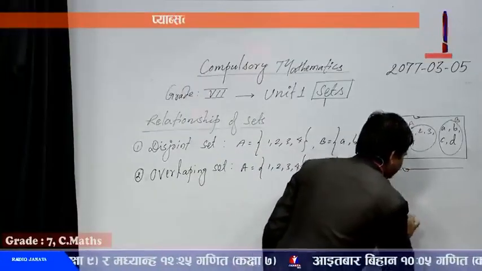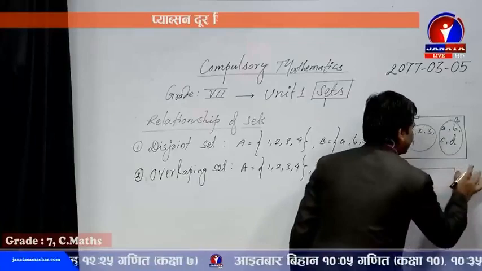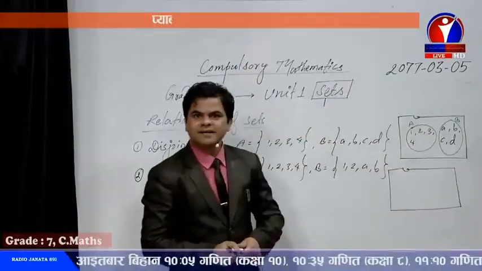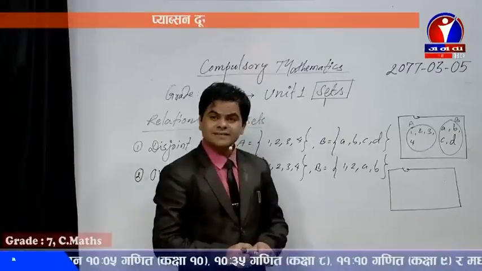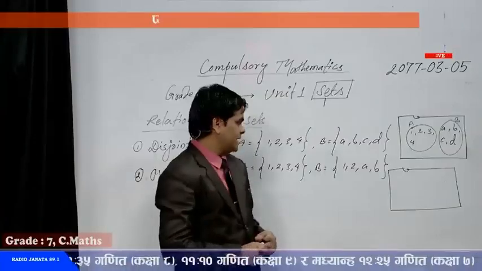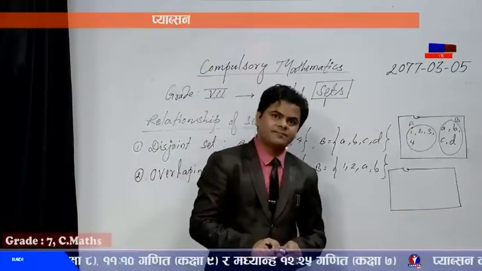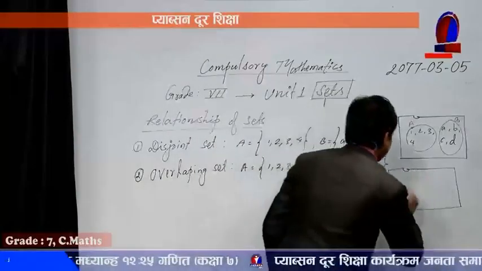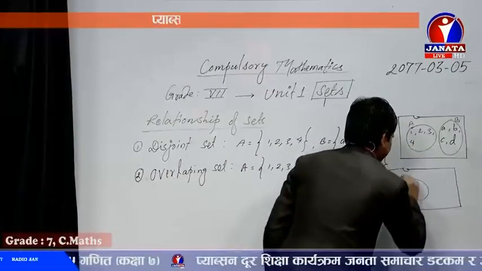Dear friends, it's a rectangle, and attaching to the rectangle we need to keep here a U sign. U represents the universal set, the superset. The universal set is the biggest set among all, and all other sets become subsets of that universal set. So let's keep A set.